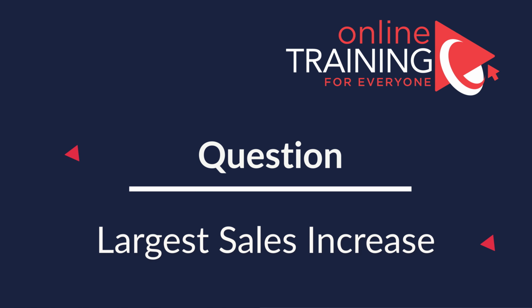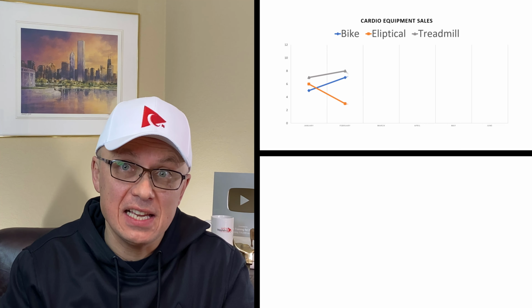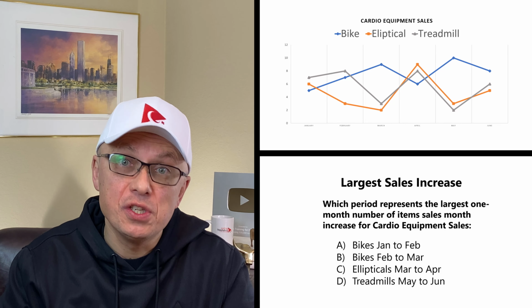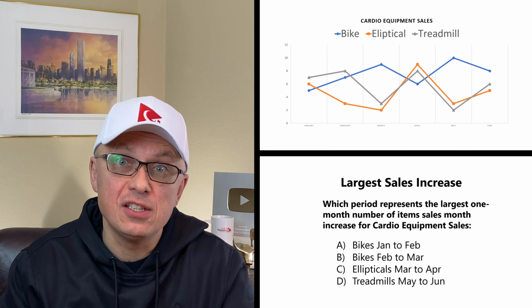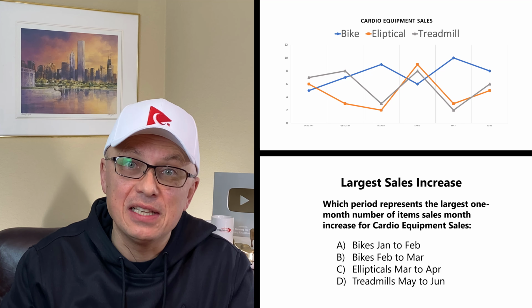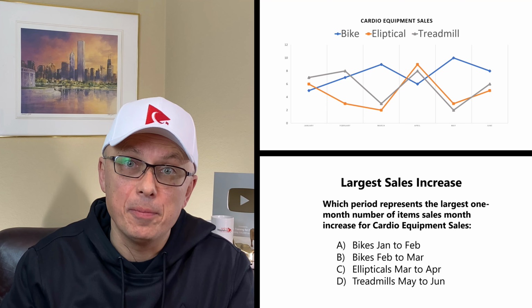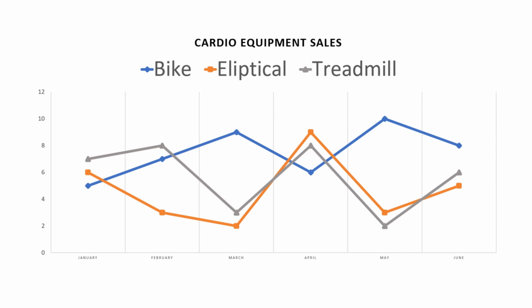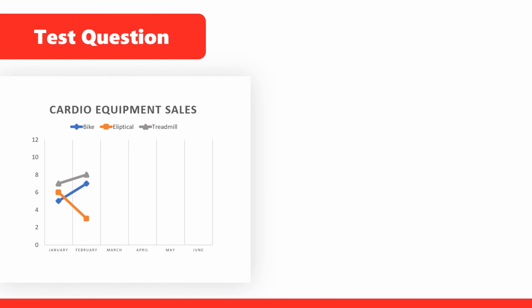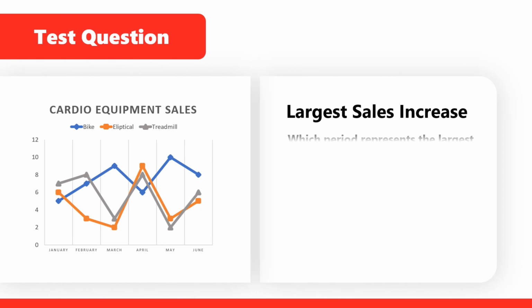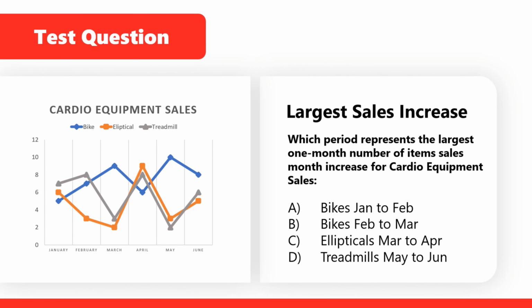A lot of times you might get a question which asks you to determine the sales increase. You're typically presented with a graph, which shows lines that represent different sales. In our case, we are presented with a chart that shows sales of cardio equipment from January to June. Sales of bikes are represented by the blue line, sales of ellipticals by the orange line, and sales of treadmills by the gray line. The question asks you to determine the largest sales increase. Specifically, you need to determine which period represents the largest one month's number of item sales increase for cardio equipment sales.